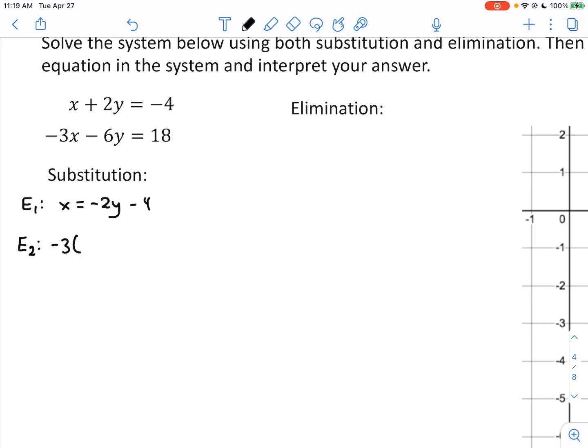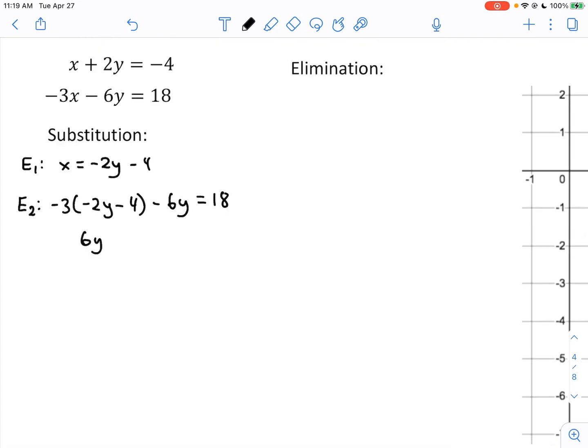We have negative 3 times x, and x is replaced with negative 2y minus 4. Then we have minus 6y, and that is equal to 18. Distribute the minus 3, which gives us 6y plus 12 minus 6y is equal to 18. The y's cancel, leaving a statement that 12 is equal to 18. Now this is a false statement, and that might be a confusing result to have. What does that mean? Well, let's try elimination and see what happens.